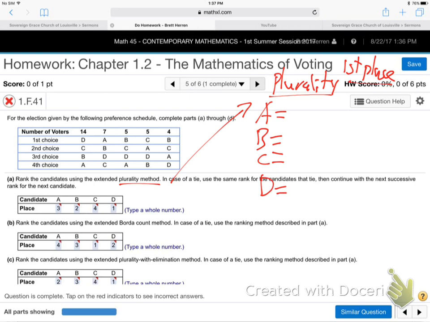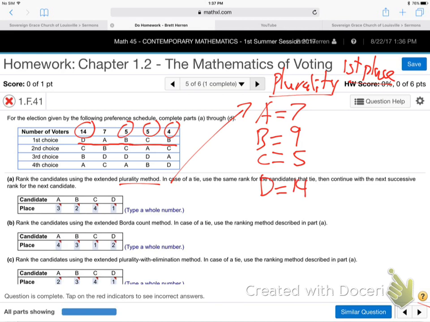So we're just going to go person by person. How many first place votes did A get? All I'm looking at is that top row, first place. A got 7. That's the plurality method: we just care about first place, like when you vote for president. They don't ask you your second, third, fourth choices. So B, how many first place votes did B get? 5 and 4, so 9 altogether. C got just the 5. D got the 14.